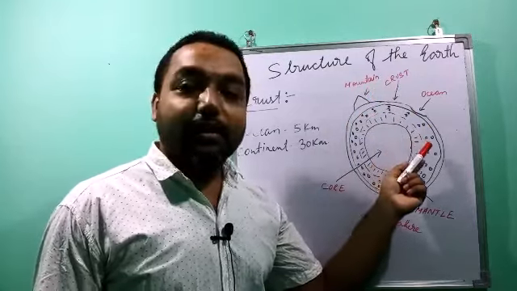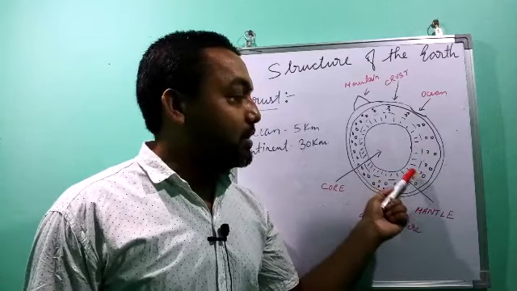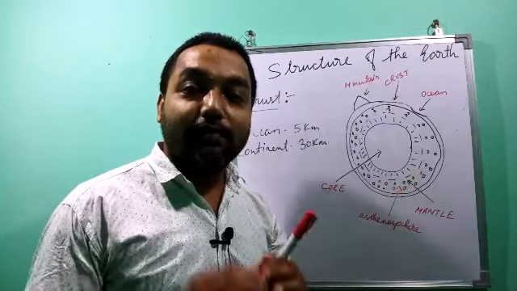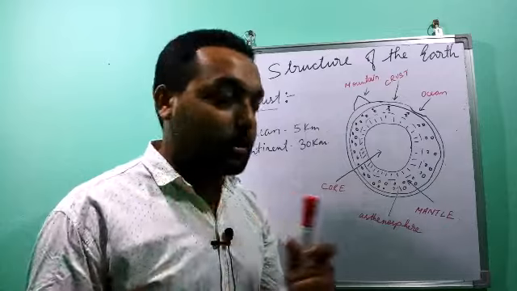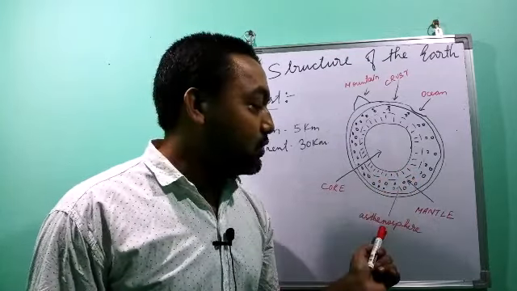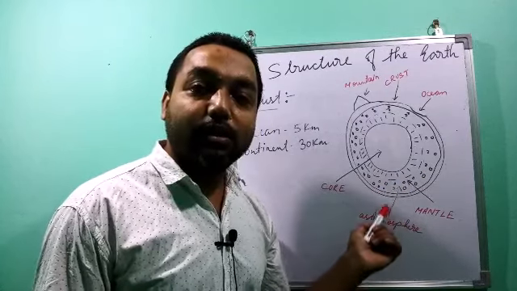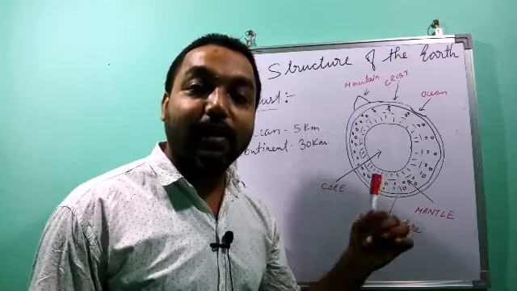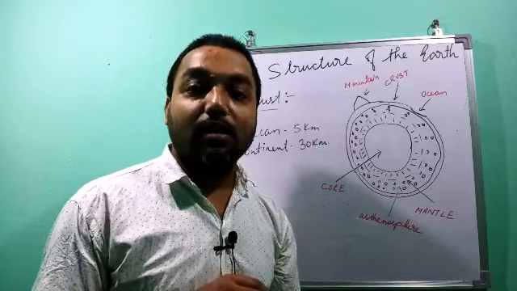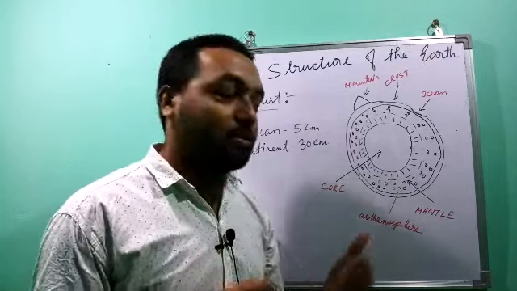Then the next layer is known as the mantle. This portion from here up to here is the mantle of the earth. The mantle is again divided into two divisions, the upper mantle and the lower mantle. The upper mantle is also known as the asthenosphere. This mantle portion, the asthenosphere, is the area where a huge amount of magma is present, that is the semi-liquid molten material inside the earth.